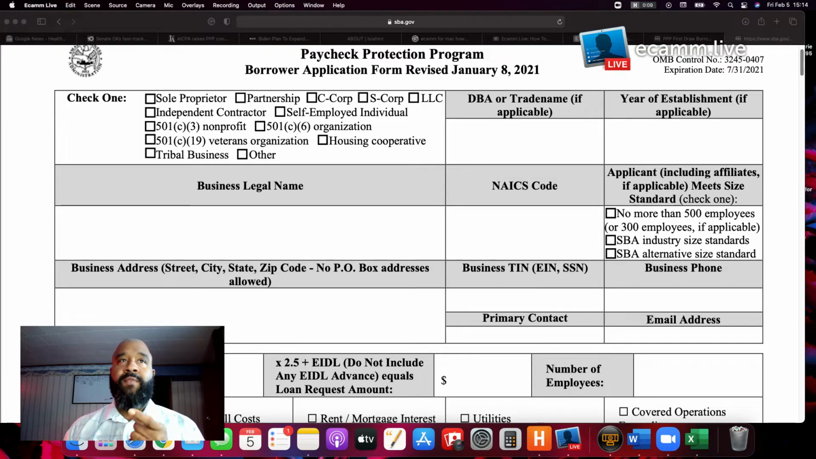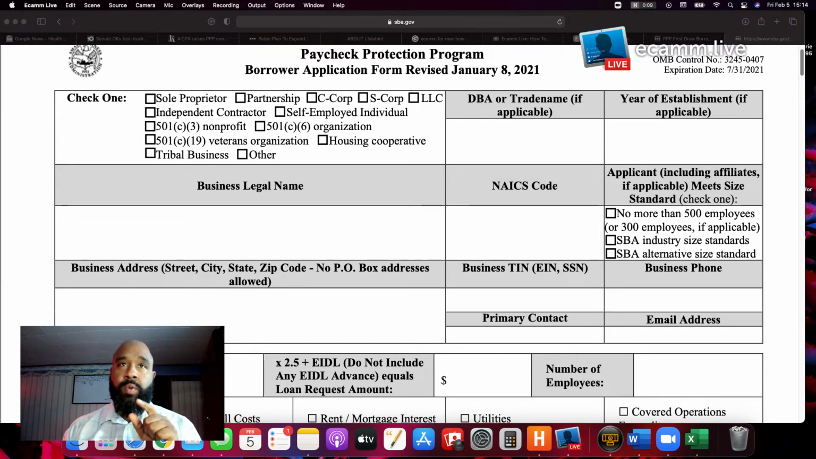First off, you identify who you are. Sole Pro, partnerships, C Corp, S Corp, LLC, you get the drift. Things to note, this is a nonprofit, 501c3. 501c6 is a chamber of commerce. 501c19 is a veterans organization like a VFW. You have housing cooperatives, tribal businesses, and potentially others. When in doubt, it won't hurt you to go.